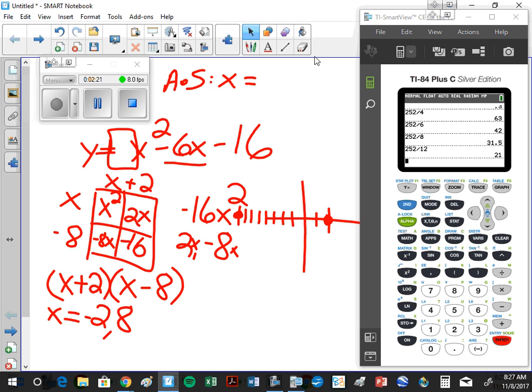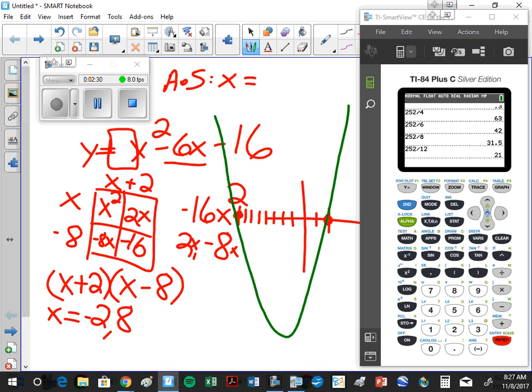We know that the parabola is going to look something like this. Where do we find the axis of symmetry if we know where the roots are? It's going to be halfway between them. And to find a halfway point, you just take an average. So add negative 2 plus 8, and I get 6. Divide that 6 by 2, and I get 3.